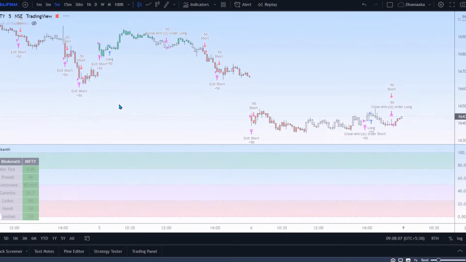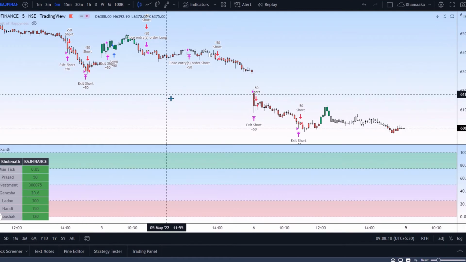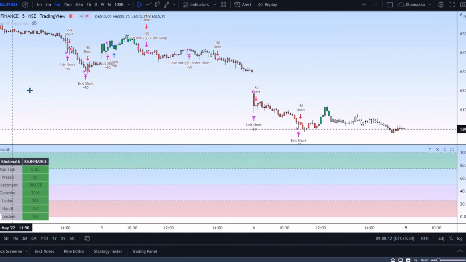another one of the volatile stocks. So Bajaj Finance, we go to daily.